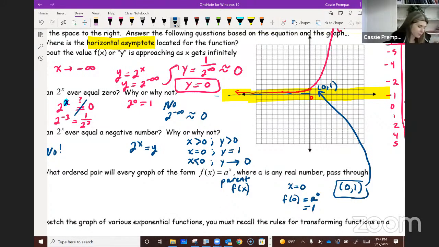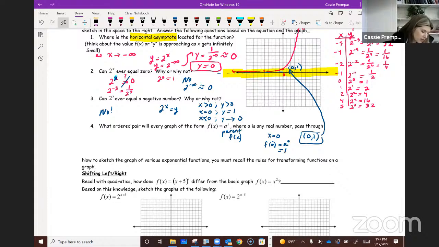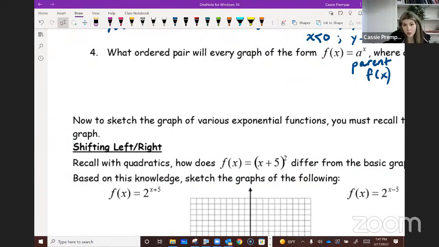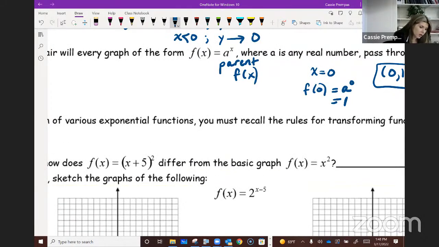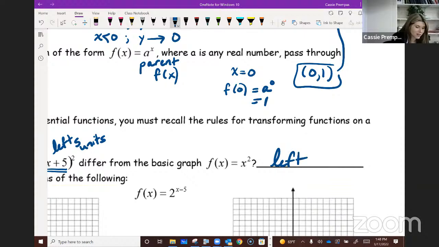Let's build on that. Now, to sketch the graph of various exponential functions, you must recall the rules for transforming functions on a graph. So let's recall with some of the ones we've already worked with and then extend it to this new graph. Recall with quadratics. How does the function quantity x plus 5 squared differ from the parent graph, x squared? Hopefully you remember that if it's inside with the input or with the x, it's going to go left 5 units. Oh, I should have answered it here. Yeah, my bad. Left 5.